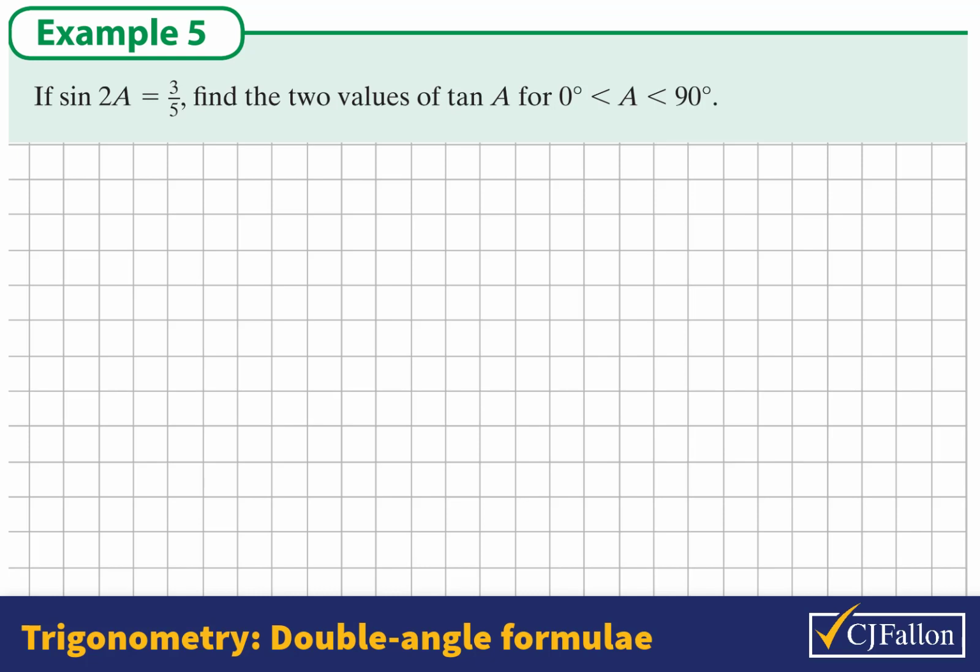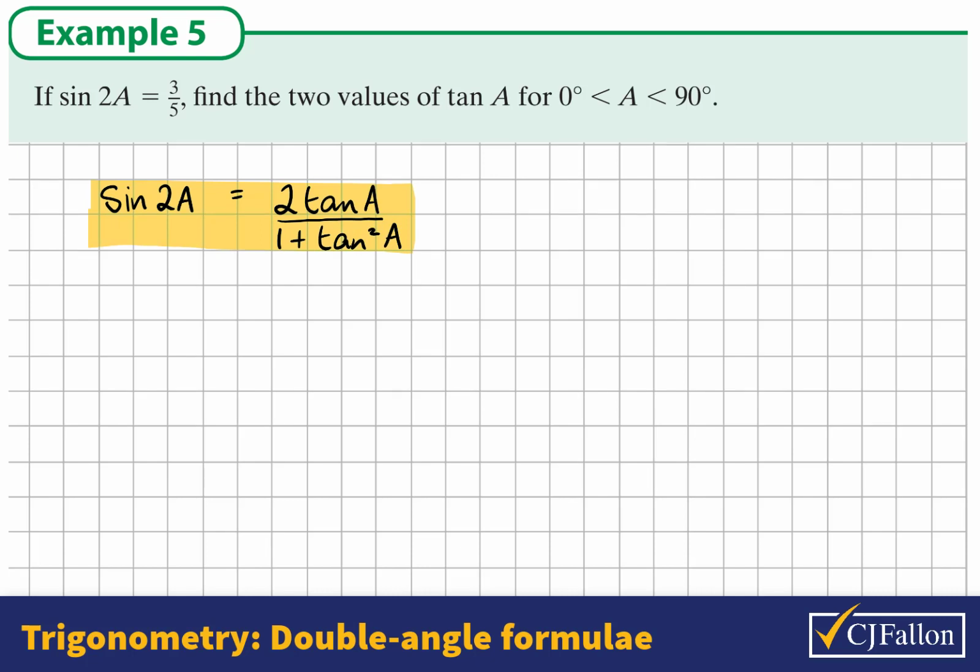We want to first express sine 2a somehow in terms of tan a. We see that there's a formula that looks like this. There's a formula that says sine 2a is equal to 2 tan a divided by 1 plus tan squared a. This is found in the formulas and tables book. So this is the formula that we'll use. So let's write it down here.